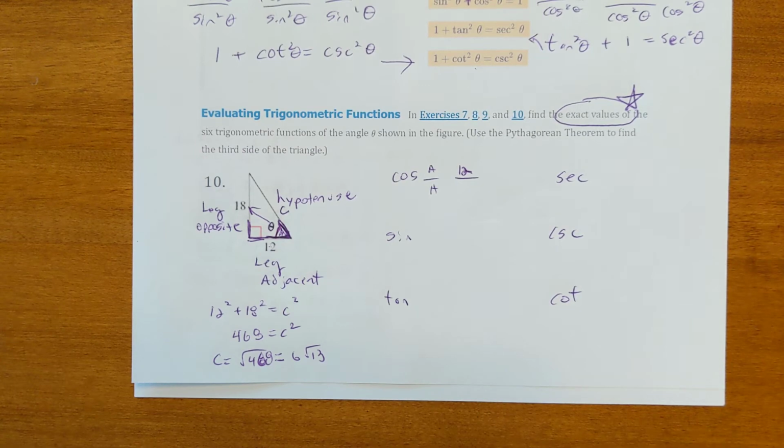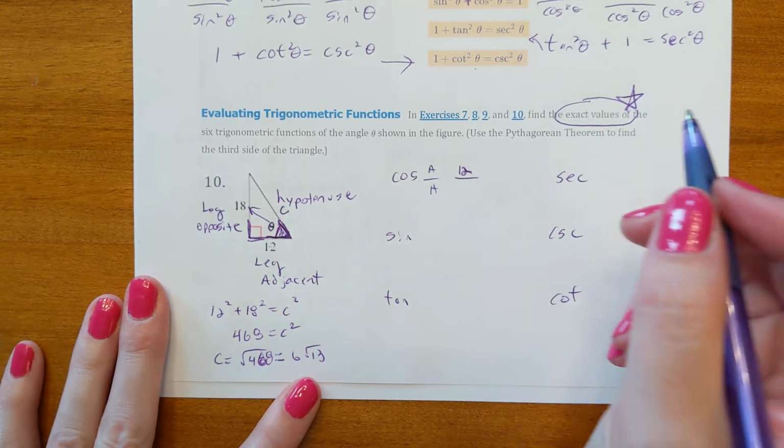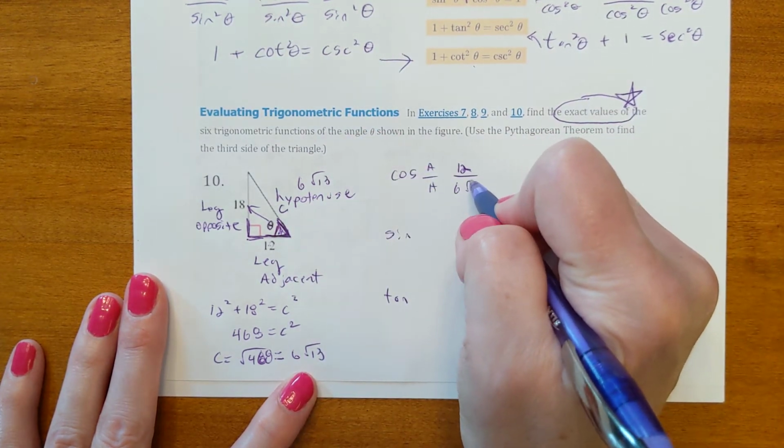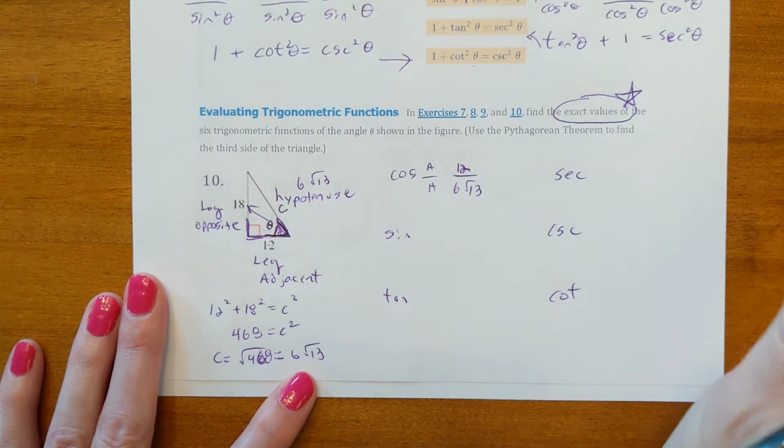If you want help with that, you can ask me in class tomorrow. I'll help you with it. So 6 radical 13 is the hypotenuse. So 6 over radical 13. We're going to leave it like that for now.